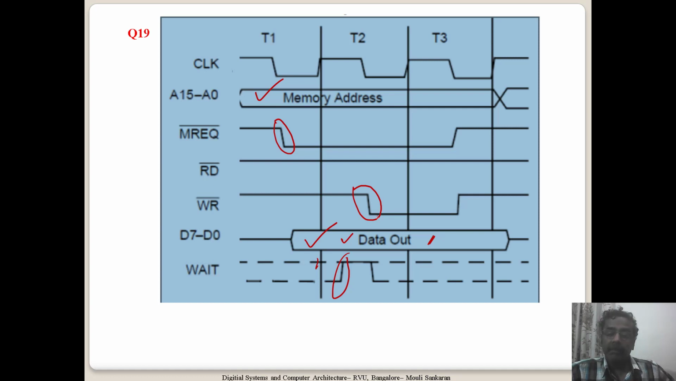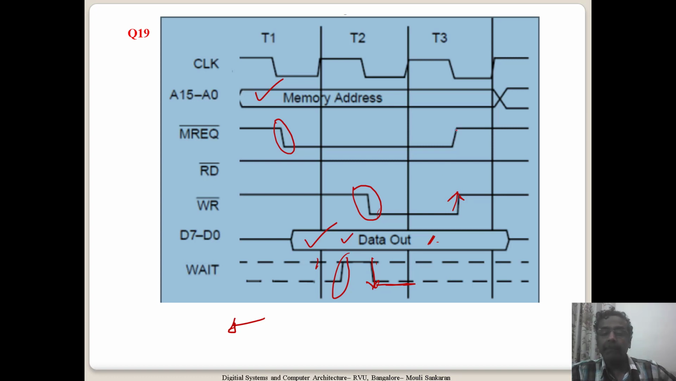And it brings down the wait state, saying that okay, I am ready to take the data in. By bringing it low, it is communicating back to the CPU that I have read your data. Now you can safely take the write cycle, you can end the write cycle.